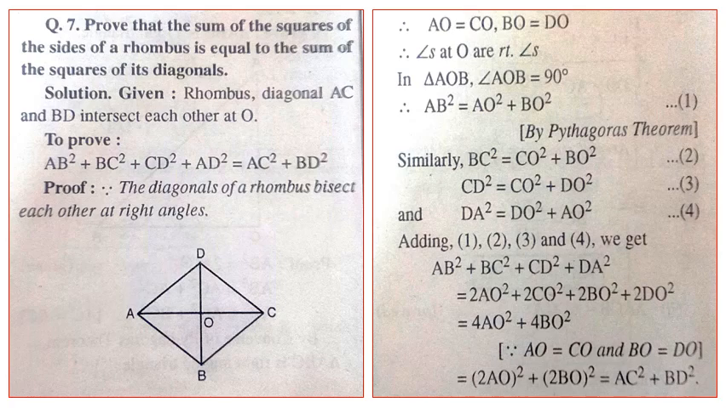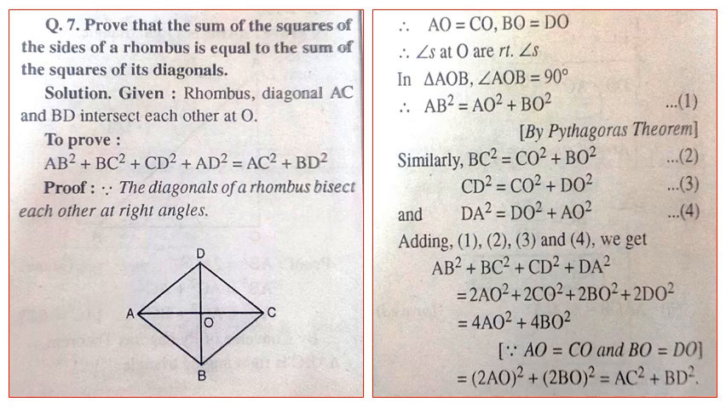Now in triangle AOB, angle AOB is 90°. So it is a right angle triangle. So in right triangle AOB, AB square is equal to AO square plus BO square. That is equation number 1 by Pythagoras theorem. Similarly, in triangle BOC, BC square is equal to CO square plus BO square. Let it be equation number 2.